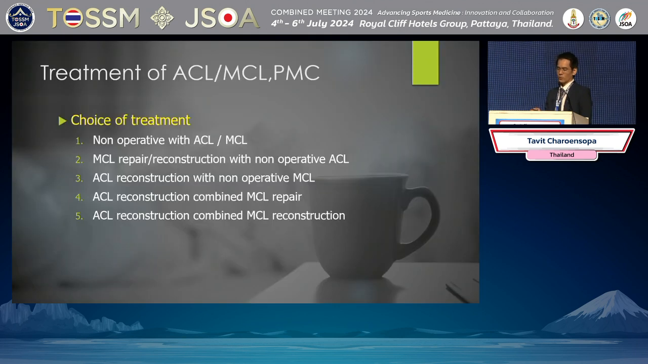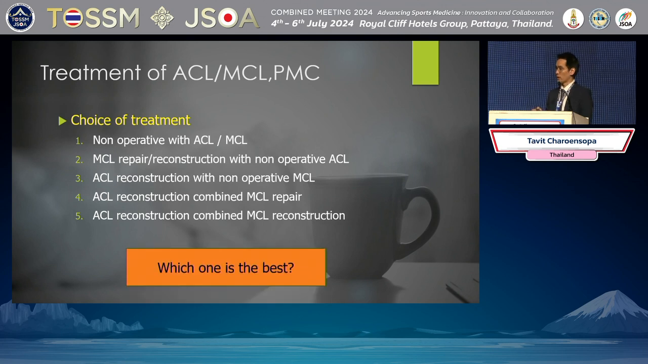How can you treat combined ACL and posteromedial corner injuries? How many choices do you have? You can do operative treatment of both ACL and MCL. You can do MCL repair or reconstruction with non-operative ACL. You can do ACL reconstruction with non-operative MCL. You can do ACL reconstruction combined with MCL repair, or you can do reconstruction of both ligaments. But which one is the best?